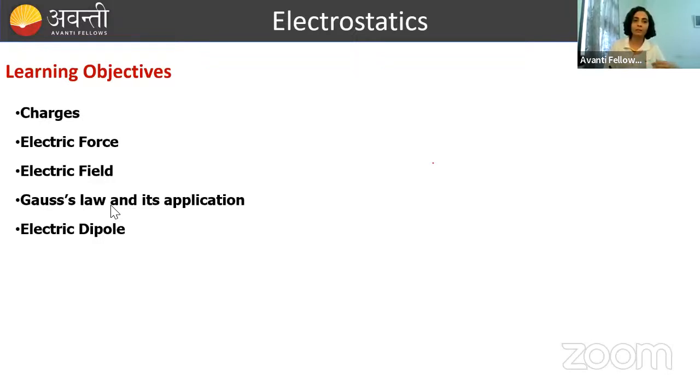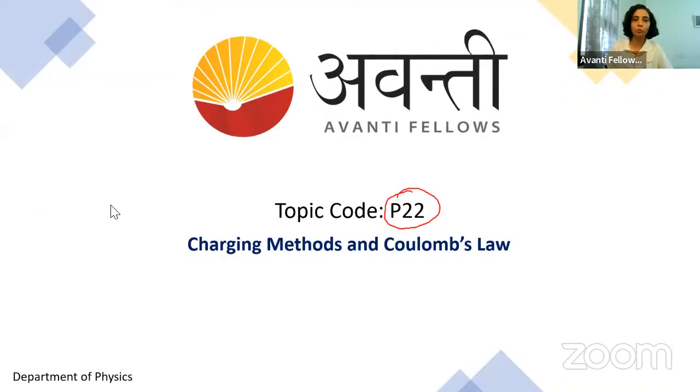If you go through your NCERT, electrostatics basically covers two chapters. Done, first and second one. In the first chapter, we read about charges and electric field, and in the second chapter we discuss largely potential and potential energy. Okay, so this topic code will cover your first chapter of your NCERT.